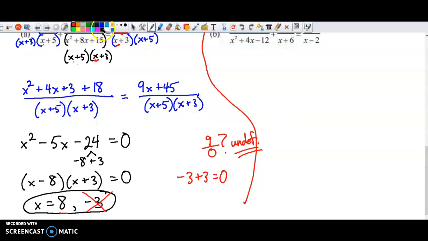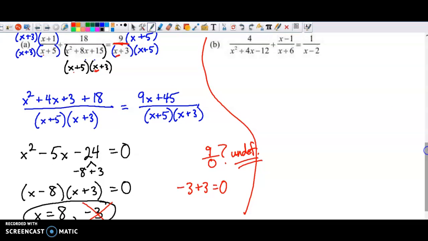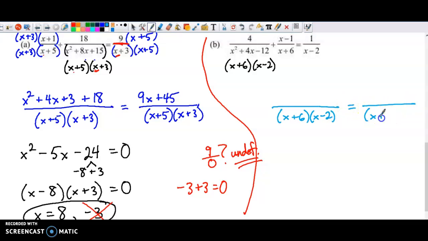Hopefully that makes sense. If it does not make sense, I would encourage you to write down your questions and bring them to class. So I'm going to do the same thing for the next one. It factors out to be x plus 6, x minus 2, so that's going to be your like denominator on each of these. I'm working through this a little bit faster because I'm running close to my end of time.